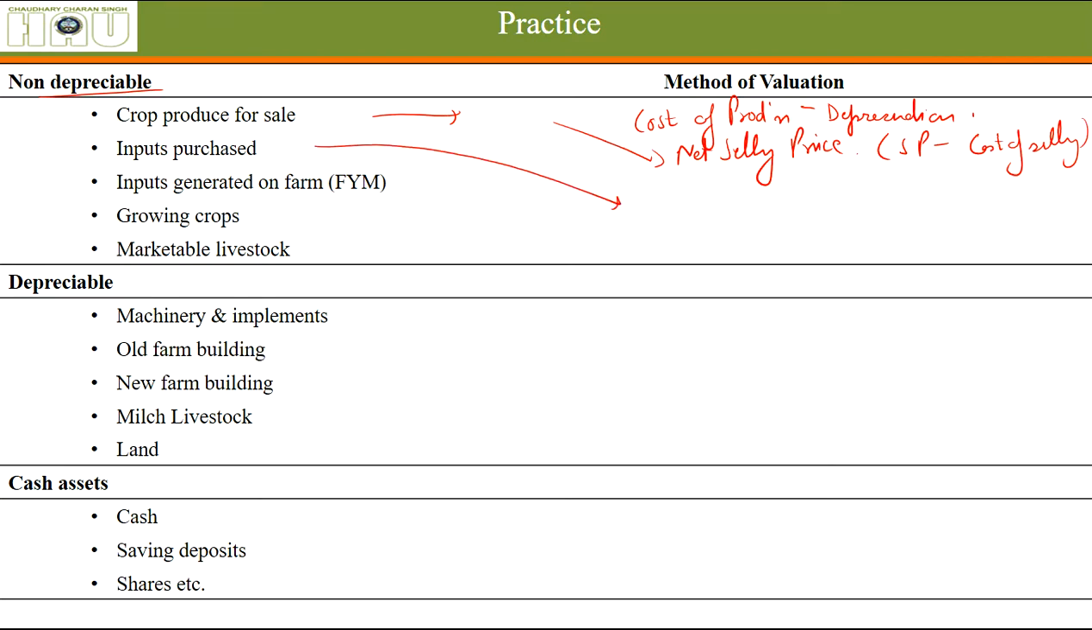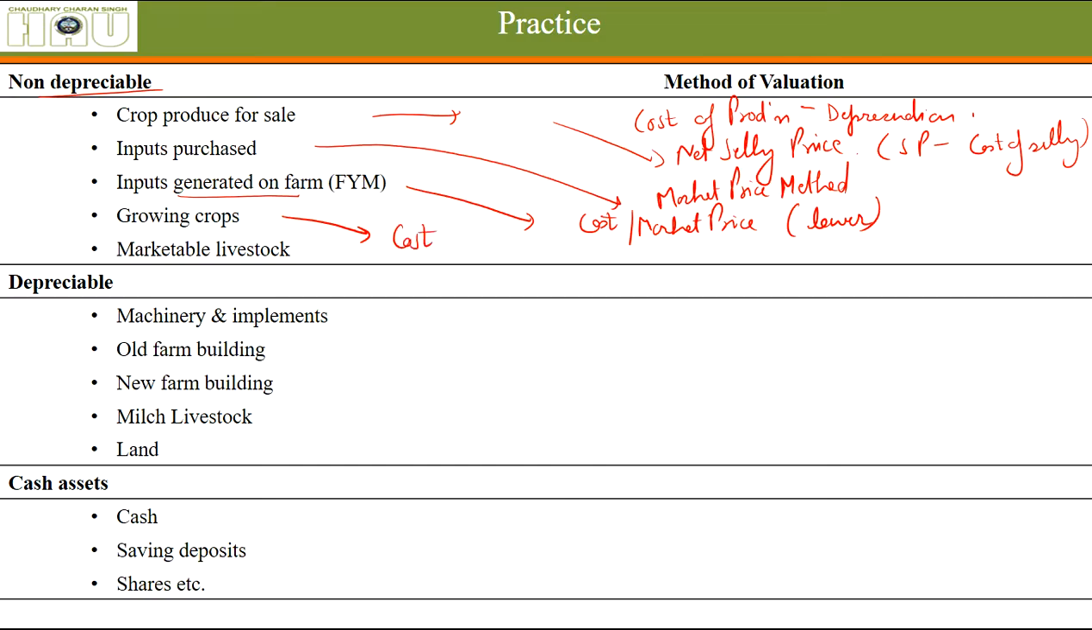Inputs that are purchased, market price method. Inputs generated on the farm, again cost or market price, whichever is lower. Growing crops, here we will be taking only the cost that we have invested in it. Marketable livestock, what is the method for marketable livestock? Again net selling price, selling price minus cost of selling.